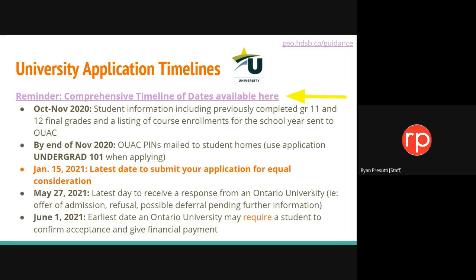May 27th is the last day that you will potentially receive a response from an Ontario university. And by that I mean you might have received a notification, good, bad, or otherwise, of your application to that school. But May 27th would be the last day that you should hear from a school. That could be an admission, a refusal, or even a possible deferral pending more information that they need. June 1st, they also may require you to confirm acceptance and give financial payment. That could be the deposit for the program, or even a deposit for residence, often in early June as well.